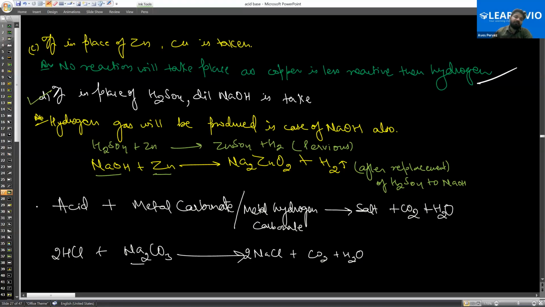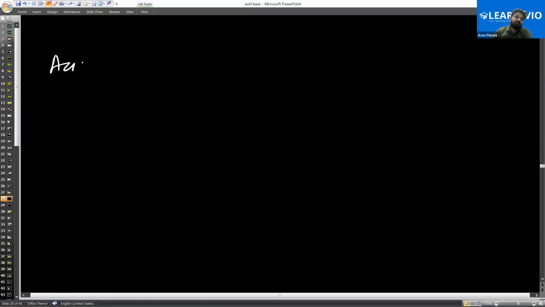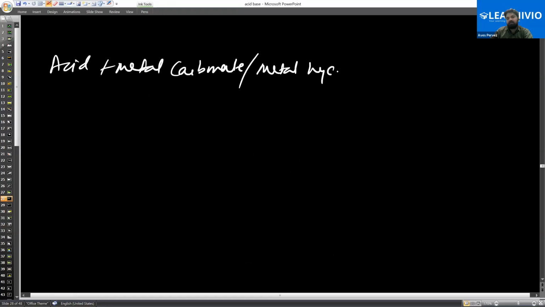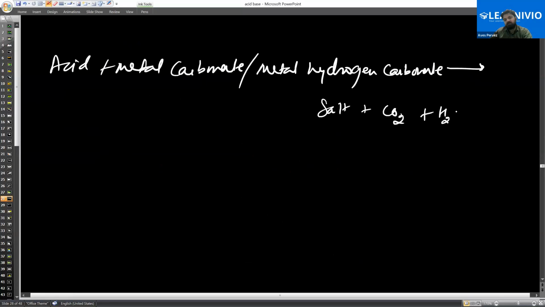Now write down the next property of acids. Acids, when they react with metal carbonate or metal hydrogen carbonate, will give you salt plus carbon dioxide plus water. So, acids plus metal carbonate.